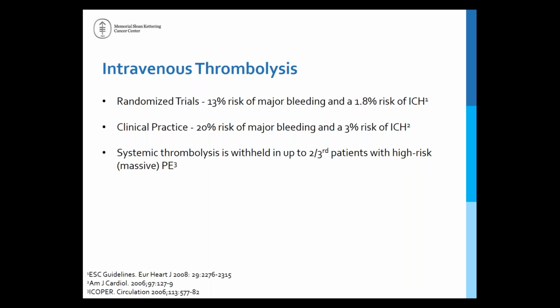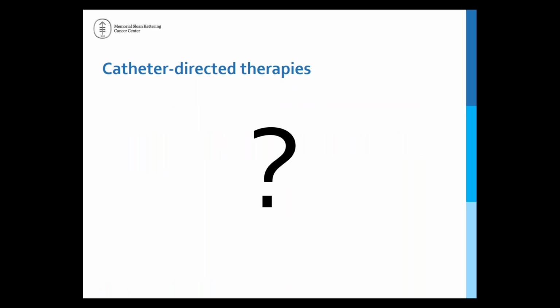What about in the community? Well, in clinical practice, major bleeding can result in 20% of cases that receive intravenous thrombolysis, and 3% have a risk of intracranial hemorrhage. So this is the reason why systemic thrombolysis is withheld in up to 2/3 of patients, because of the very scary outcome that could be this major bleeding. So in 2/3 of patients with massive PE, this is withheld.